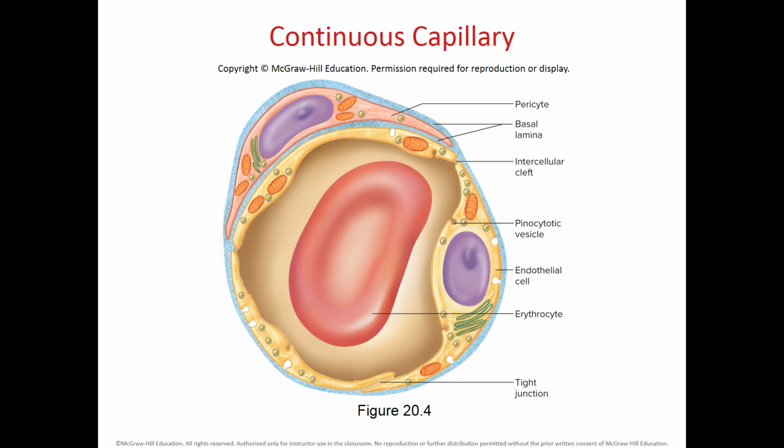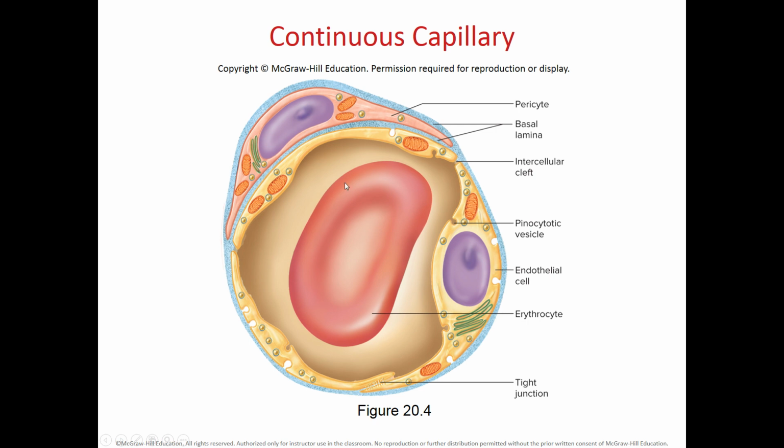So this is a cross-section of a continuous capillary. This is the endothelium, so the endothelial cells connected by tight junctions, and in here you have something called the intercellular cleft. This is the nucleus of the endothelial cell. You have mitochondria and organelles as any other cell. This will be the lumen with an erythrocyte, and then this is a pericyte.